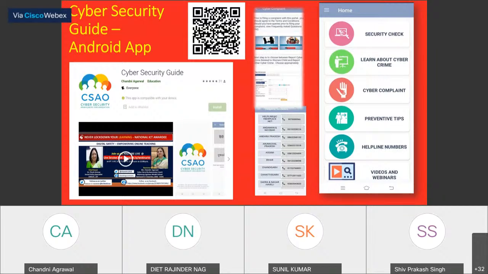You can scan this QR code and download the app. This is published by me for public interest, and it contains all the information you are searching for. This is a one-stop solution. It contains helpline numbers, the method of cyber complaint, and videos and webinars related to cyber security, not from my channel, from all other YouTube channels.